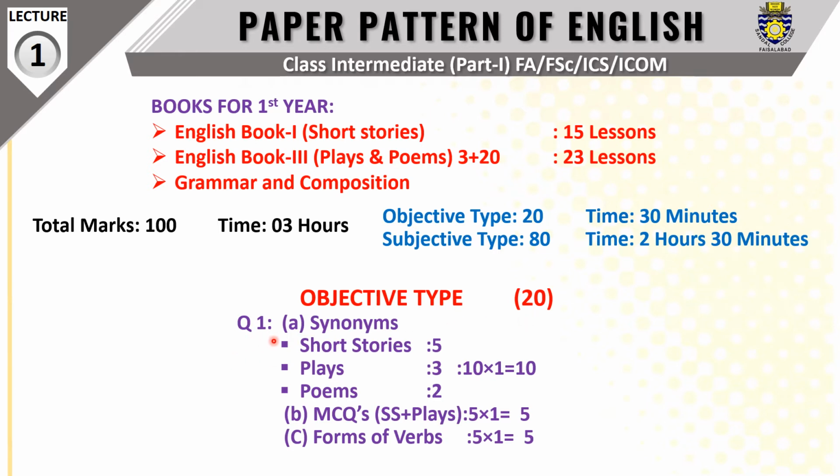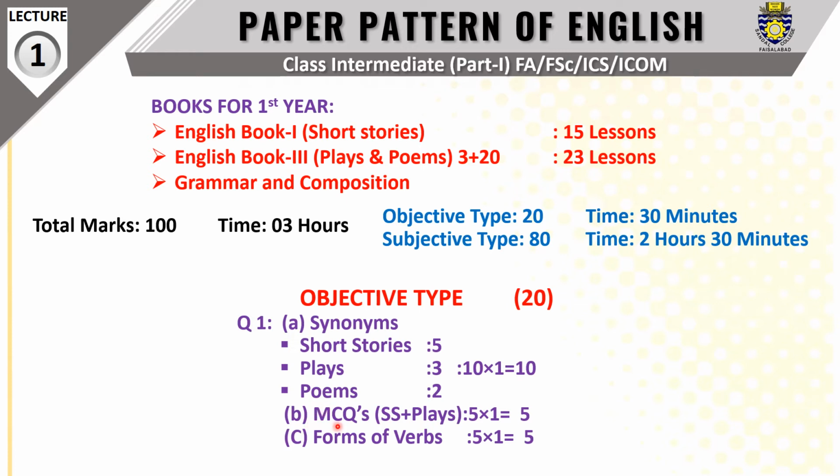Question number 1, Part A, synonyms. There are 3 categories in the book: short stories, plays and poems. 5 synonyms are selected from short stories, 3 from plays and 2 from poems. A long sentence will be given, 1 word will be highlighted and underlined, and 4 options will be given to find the suitable synonym for the highlighted word. Each synonym is given 1 mark, so 10 marks are allocated for synonyms.